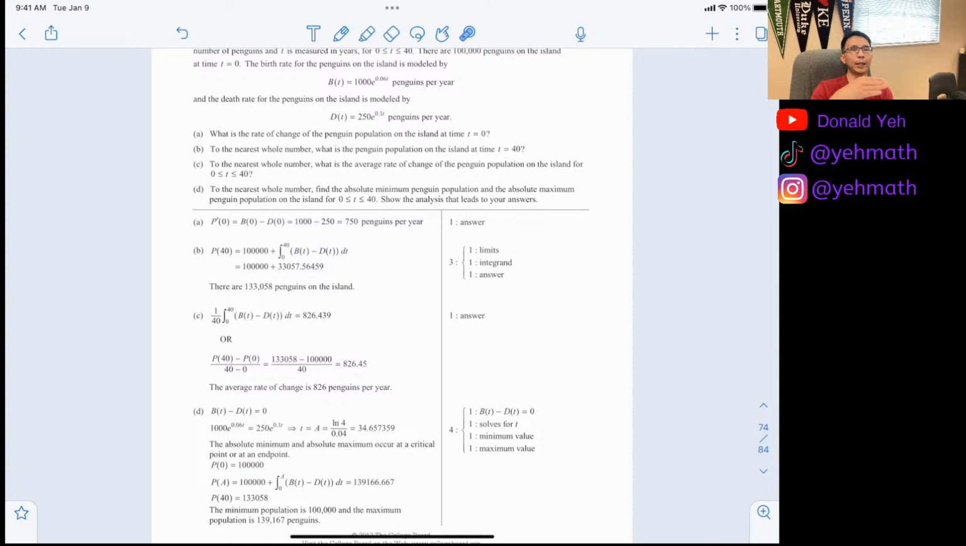So you compare the endpoints, right? The endpoints are going to be 100,000 and 139,000 and 133,000. The minimum is going to be 100,000 because that's the endpoint. The maximum is the highest value.